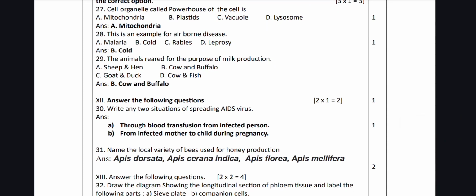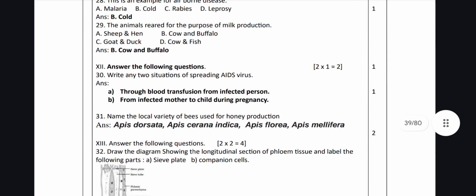This is an example for airborne diseases. Airborne diseases, diseases that spread through the air. Malaria, cold, rabies, leprosy. It is cold. The animals reared for the purpose of milk production: it is cow and buffalo. Very easily you can tell it.